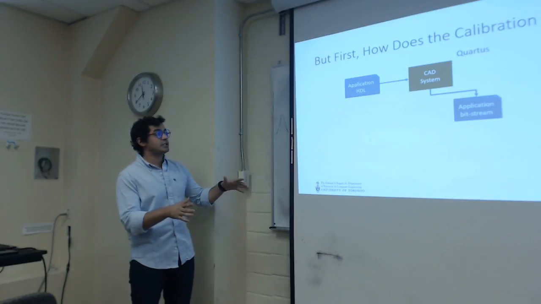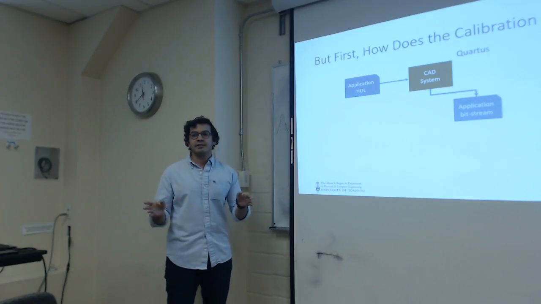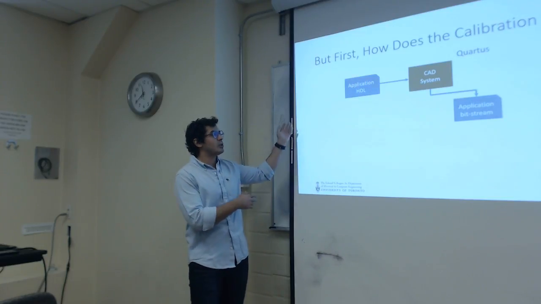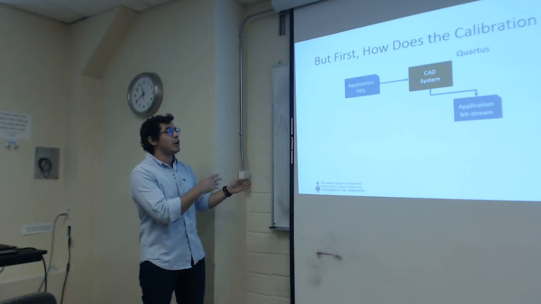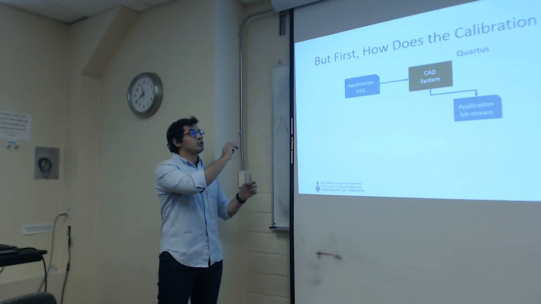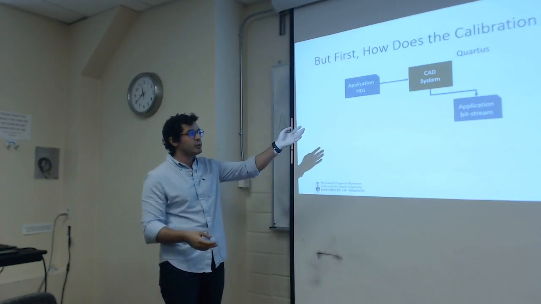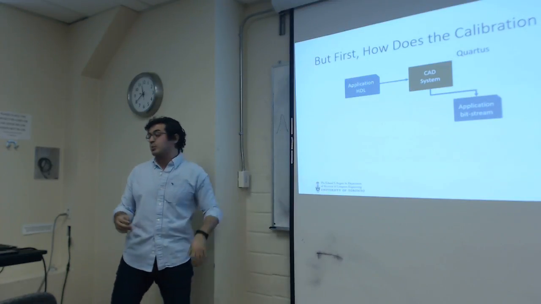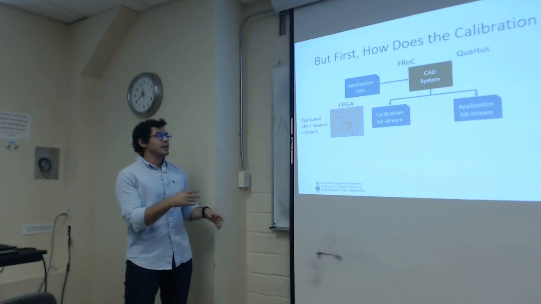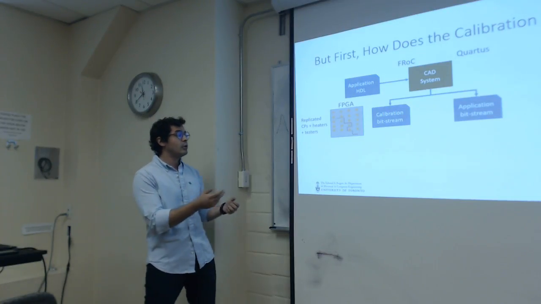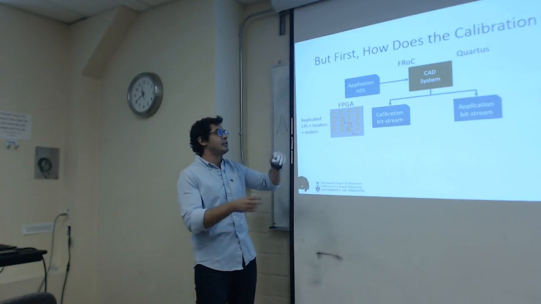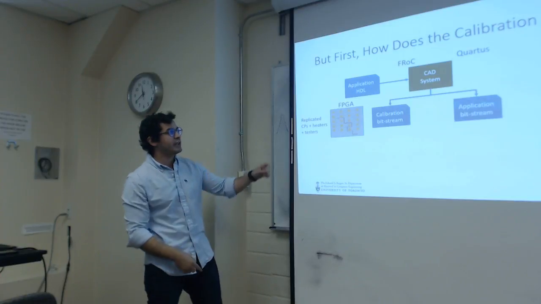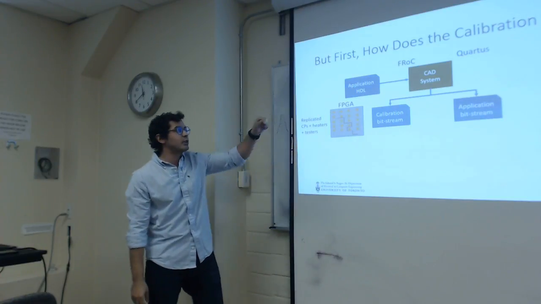Okay, so let's see how this calibration approach works. In a normal design cycle, a user would write an application in HDL or in some C language, some high-level language, and then feed this application to a CAD system, for example, Quartus, which would compile this application and give the user an application bit stream. What we propose is slightly adjusting this flow. From a user perspective, it's still the exact same thing. The user would write an application and feed it to the CAD system, but we've made the CAD system slightly more complicated by adding FROC. This is our CAD tool.